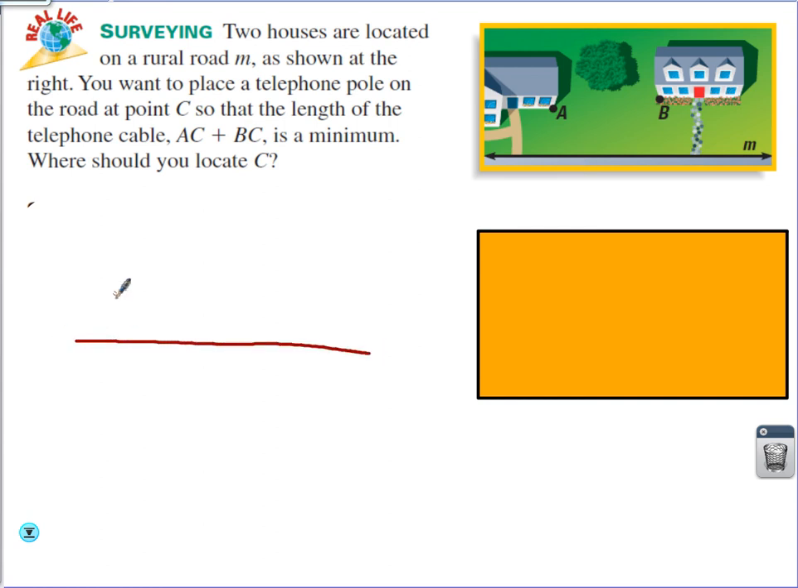Let me go a little bit more extreme though. Let's put A right on the road. Let's do a little bit different on the problem. And let's put B way off the road. House A and house B. And I want to place a telephone pole somewhere. And again, our dilemma is, do we place it here and run a wire here and a wire here? Do we place it here, run a wire here, wire here? Do we place it here, here? Where do we place that telephone pole? Somewhere on the road to where we use the least wire possible.